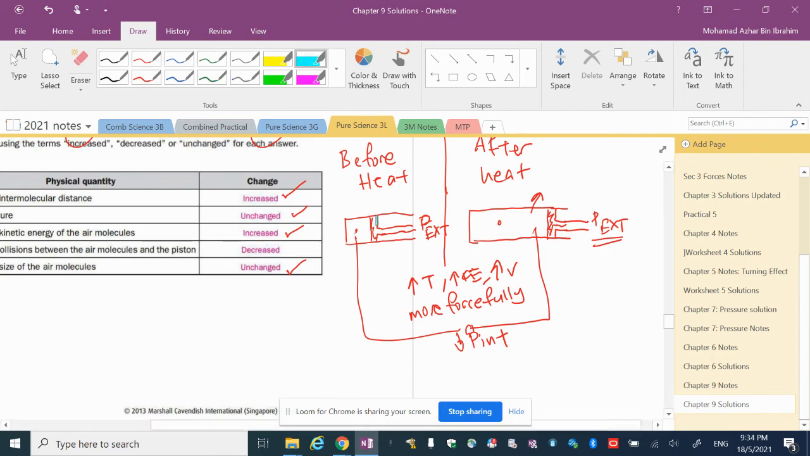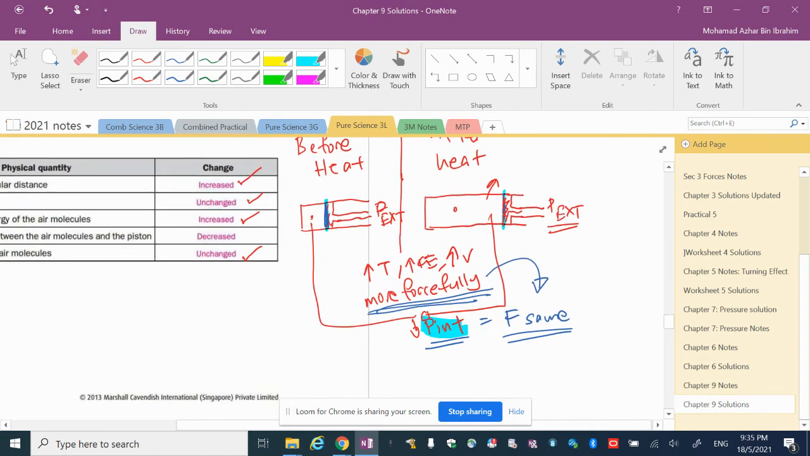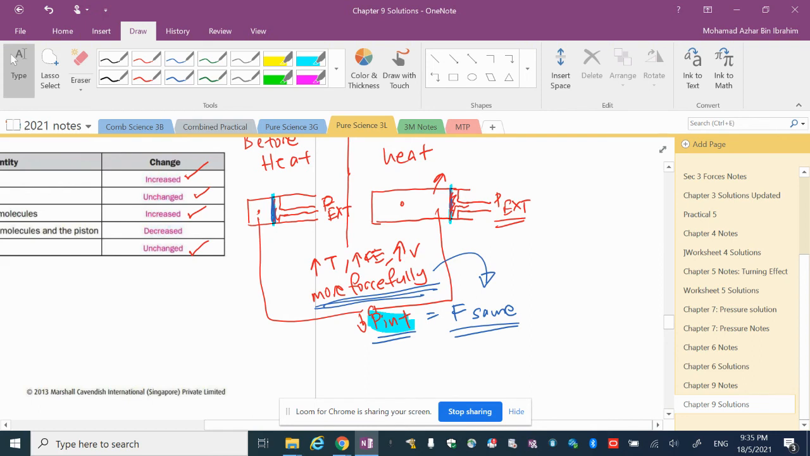So if I'm only looking at the area of the piston here, since internal pressure is the same, it means that the force acting on the piston must be the same in situation A and B, which means, because pressure is force over area, right? So the force exerted on the piston here should be the same in both situations. But you know that each hit is already more forceful. So how do I account for the resultant force on the piston being the same? Right. So you account for this by saying that because each hit is more forceful, the molecules must be then hitting the surface less frequently.